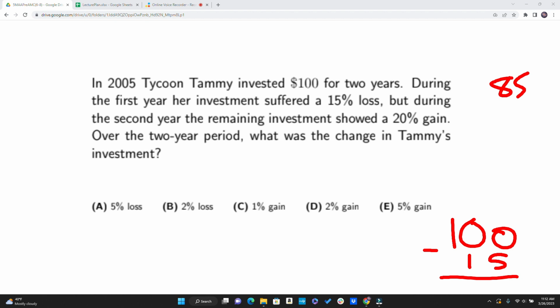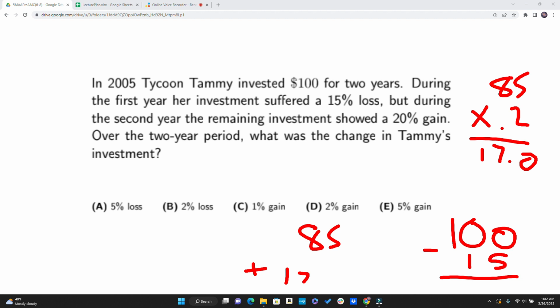Okay, during the second year, we get a 20% gain. So we get another 20%. Well, what's 20% of 85? That would be 85 times 0.2 for 20%. That's 17, right? So in the second year, Tammy gets another $17.